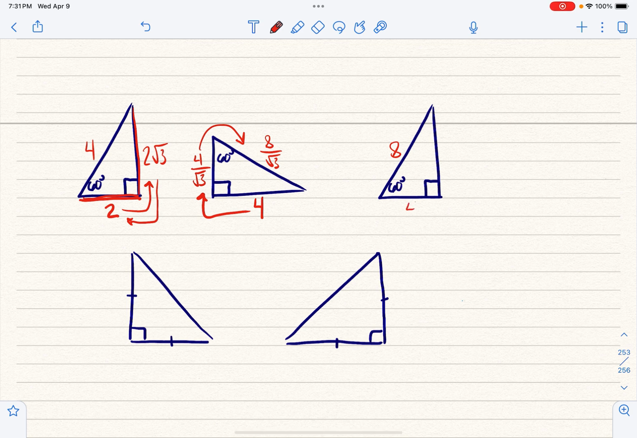So it would be 4. And then the long leg is always the short leg, 4 times the square root of 3. Okay? Now, the nice thing about 45, 45, 90 triangles, there's only one magical number to remember, and that's square root of 2. You are either multiplying by square root of 2 or dividing by square root of 2, or the sides are the same length.